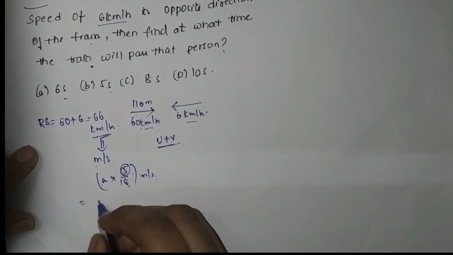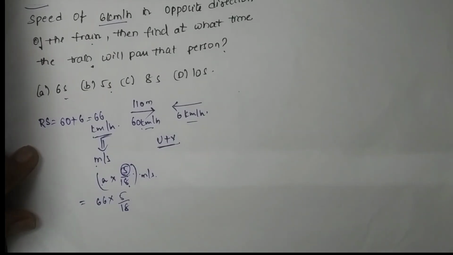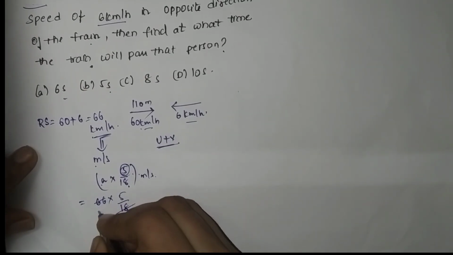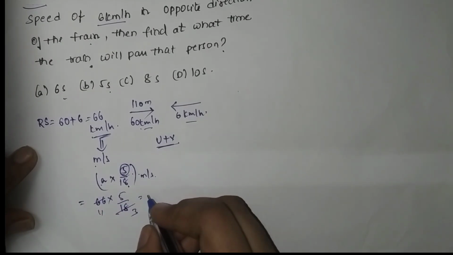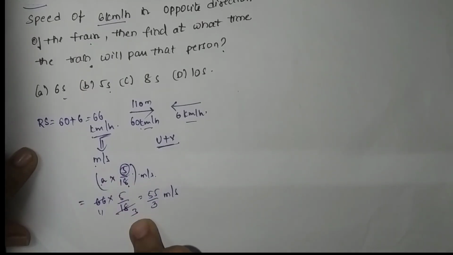So what is the number here? 66 into 5 by 18. In the 6 table, this is 3 times, this is 11 times. So 11 into 5, 55 by 3 meters per second. Now we got the relative speed.